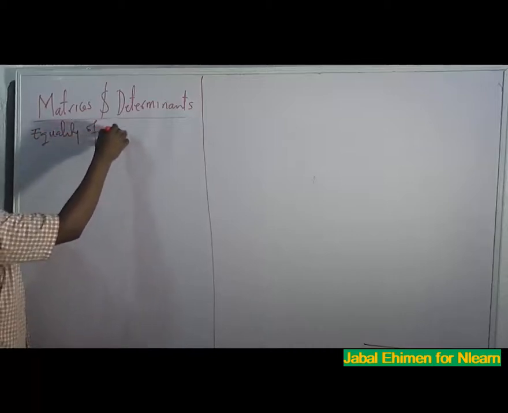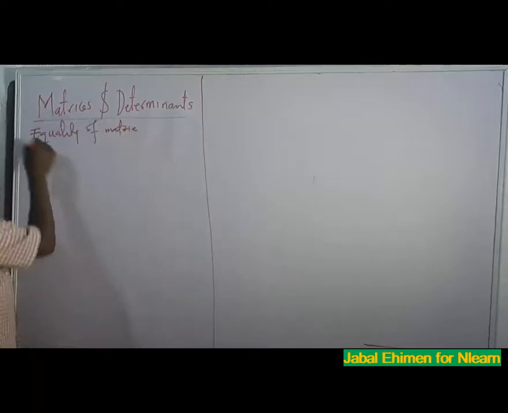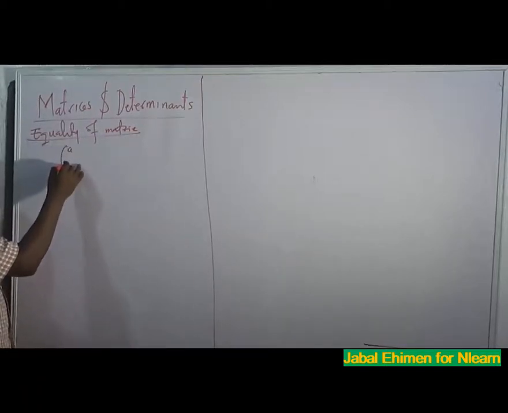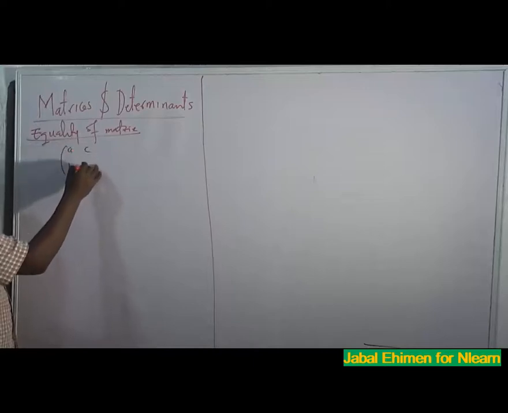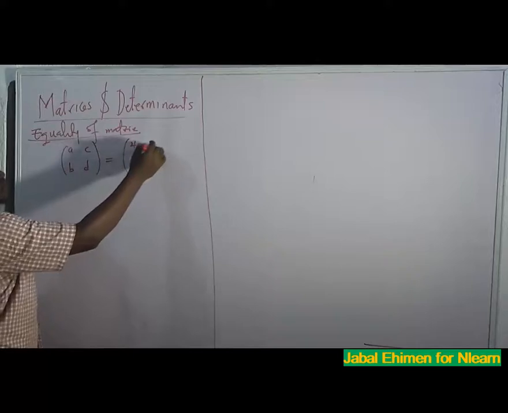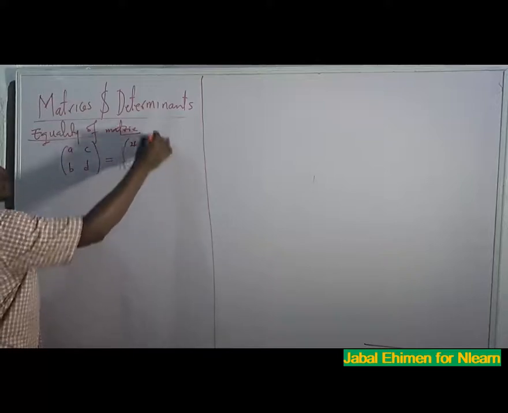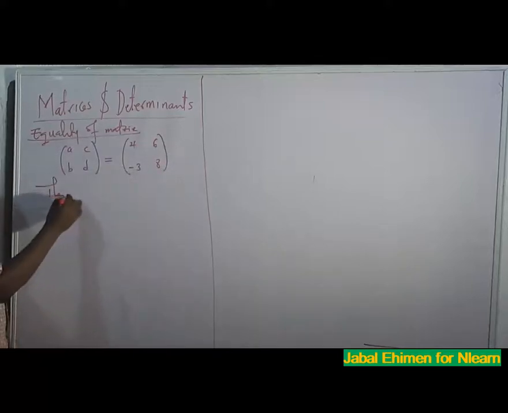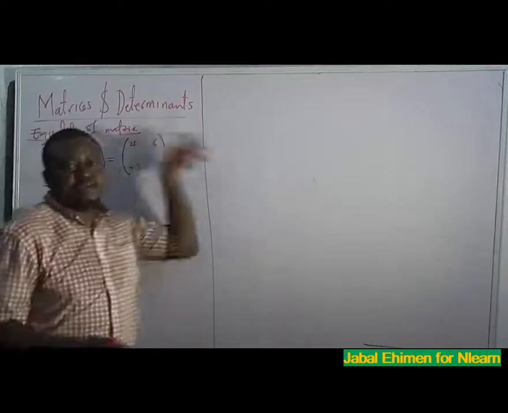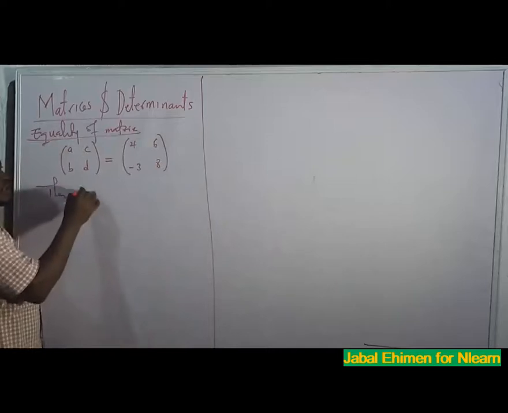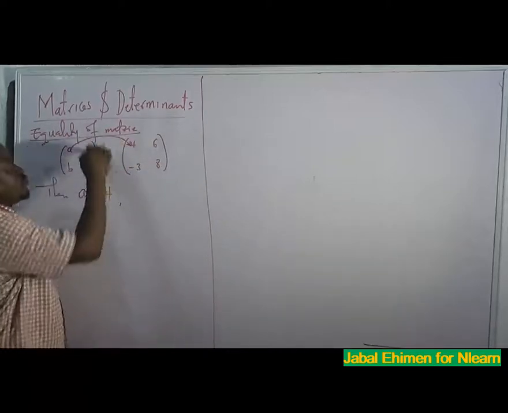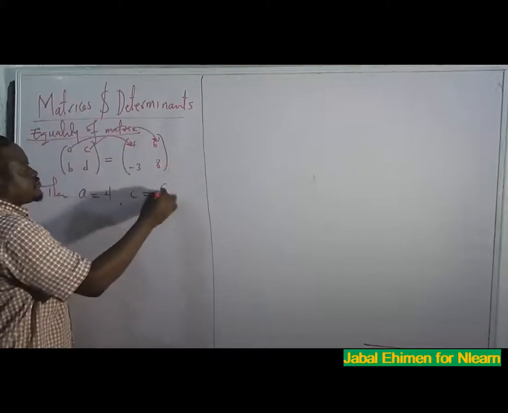Matrices can be equal in the sense that if I have A, B, C, D, and this is equal to 4, 6, minus 3, 8, then what it means is that the elements of this matrix are equal to the elements of the other matrix. That is to say, A is equal to 4. It also shows that C is equal to 6.